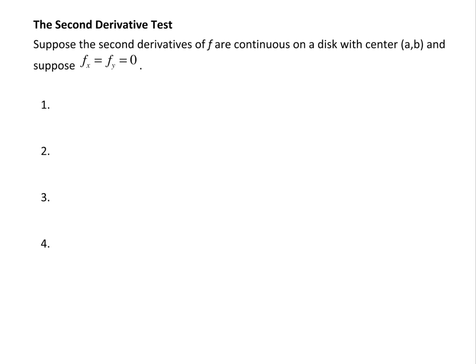The second derivative test. Suppose that the second derivatives of this function we're working with, f, are continuous on a disk with center (a, b). And suppose that the partial of x equals the partial of y, which equals 0. In other words, this is simply saying that (a, b) is a critical value. That's all this is actually saying.